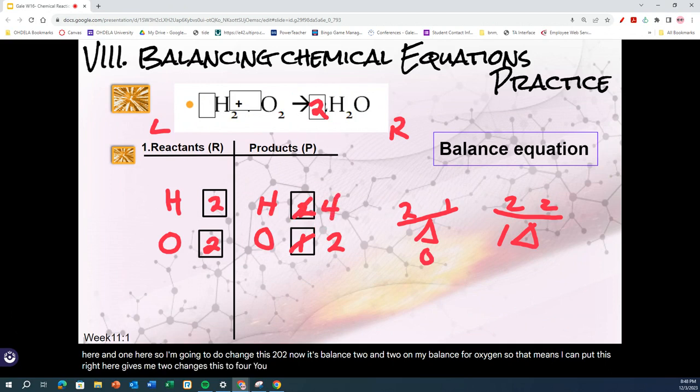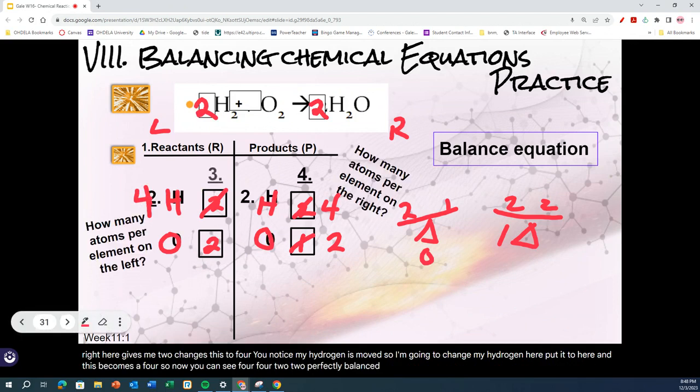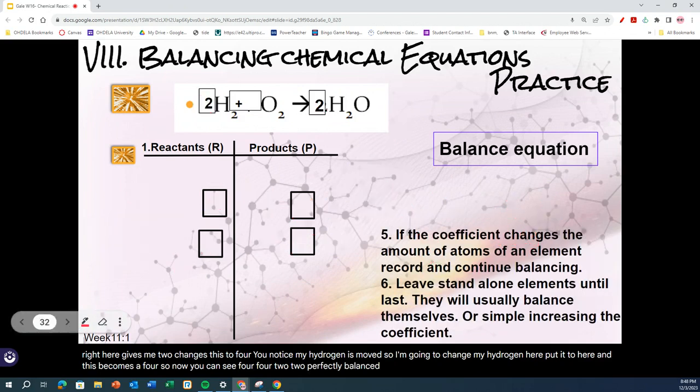Now you'll notice my hydrogen is off. So I'm going to change my hydrogen here, put a 2 here, and this becomes a 4. So now you can see 4, 4, 2, 2, perfectly balanced. All right.